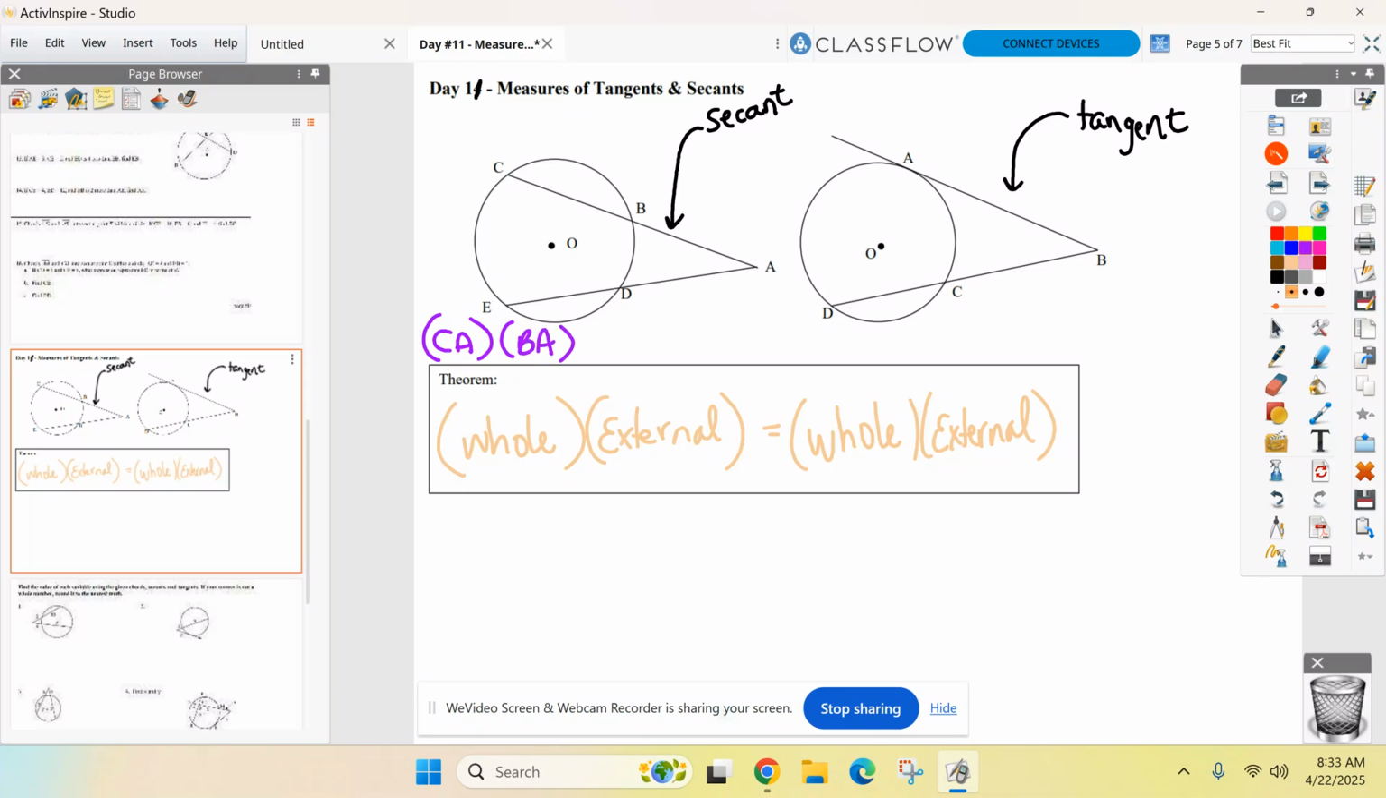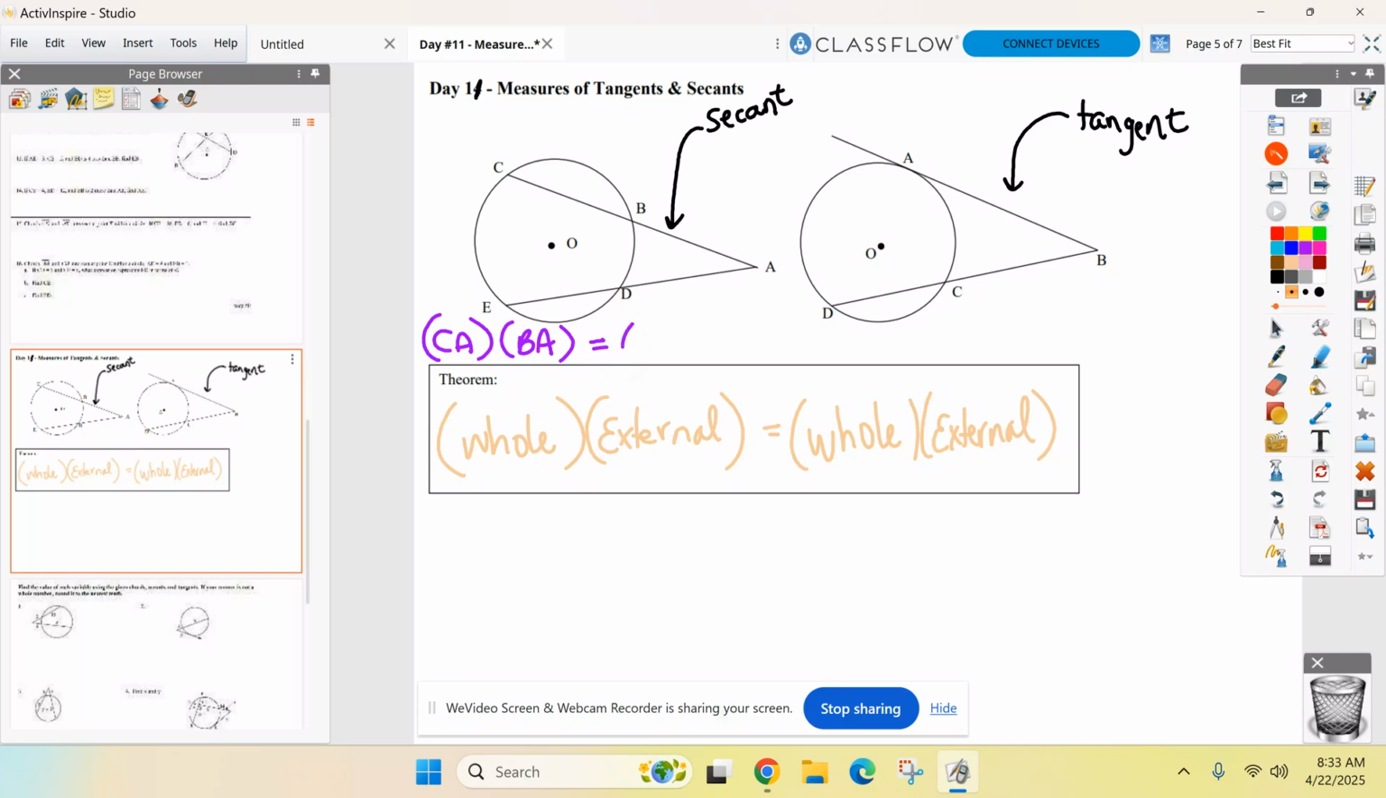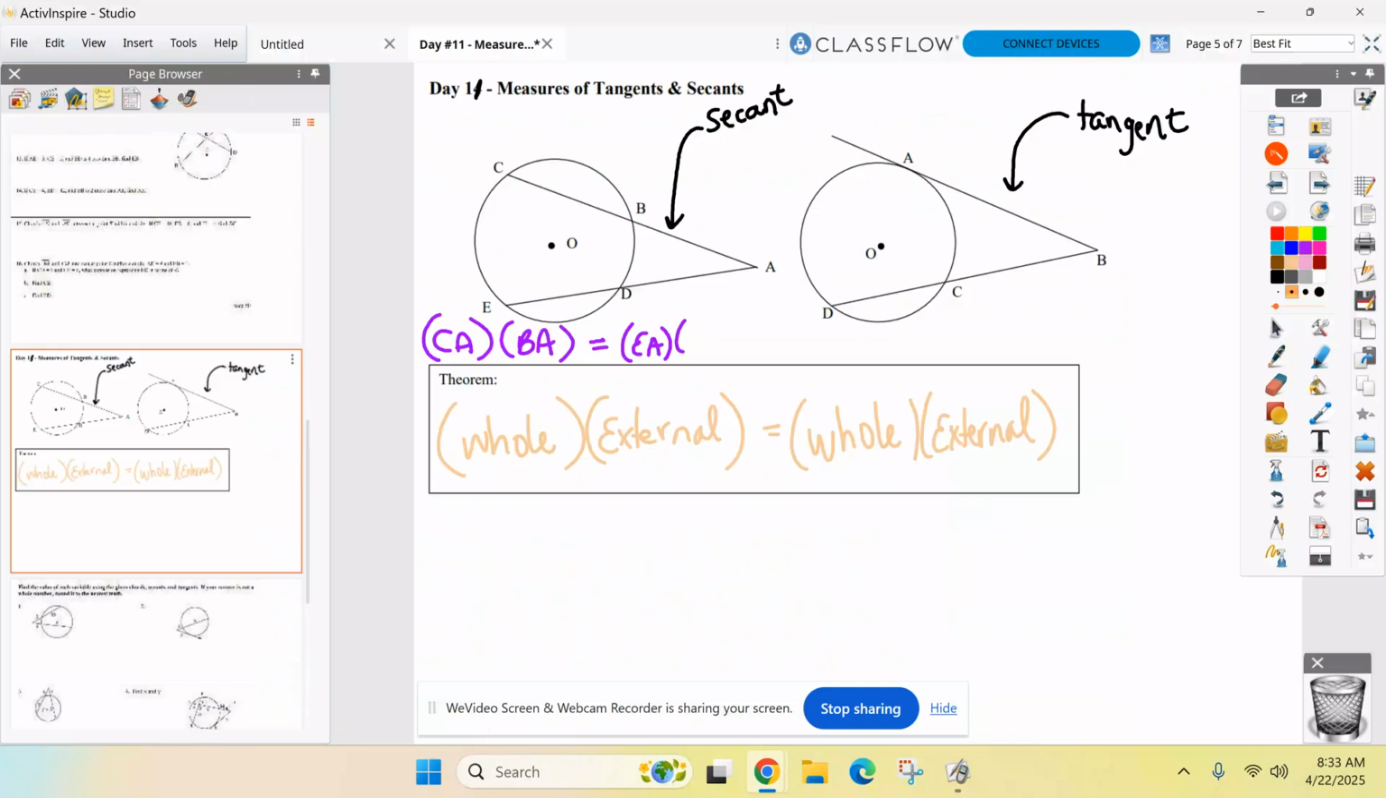Now there's another secant. I set that equal to, name the other whole secant for me. EA. Times its external part. What's on the outside of EA? DA. Yeah, DA, good. I got rattled by the number. All good. All right, watch what happens when we do a tangent now.